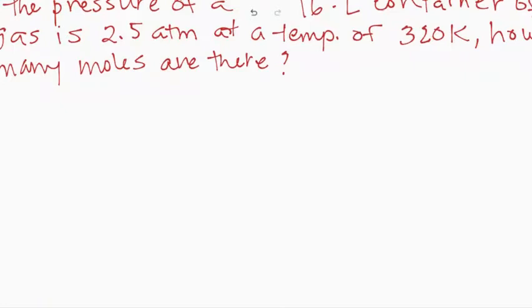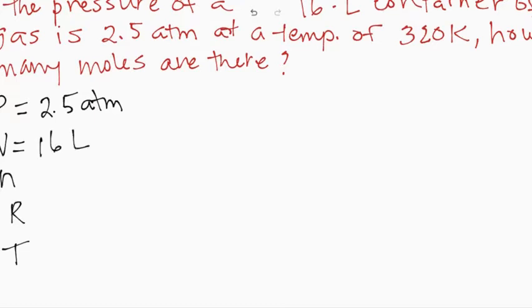So let's start with pressure. And according to our problem, it is 2.5 atmospheres. It's helpful if you know the units. It's easier to match it up with the variables if you do. Since I know that this is the ideal gas law, I'm just going to list them in order here. So P, V, and then I'm going to do N, and then R, and then T. Okay, so the volume it says is 16 liters, and N is moles, that's what we're looking for. And the temperature is 320 kelvins.